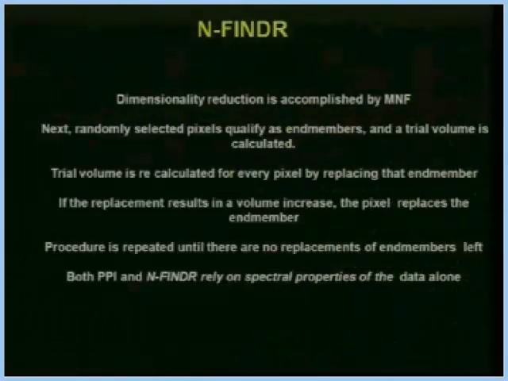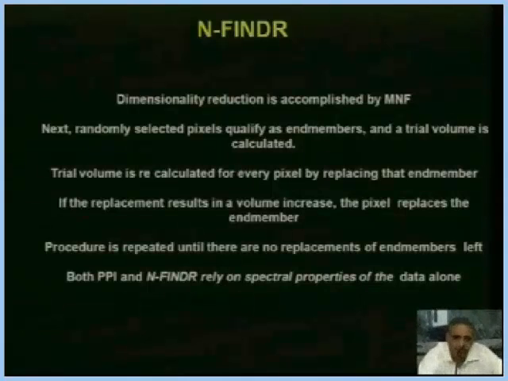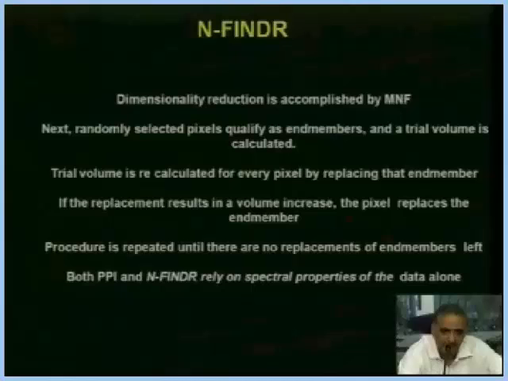The dimensional detection is also accomplished by MNF, and randomly selected pixels qualify as end members, and a trial volume is calculated. Trial volume is recalculated for every pixel by replacing that end member. If the replacement results in a volume increase, then the pixel replaces the previous end member, and this procedure repeats until there are no replacements of end members left. In fact, it is pertinent to say both PPA and N-FINDR rely on spectral properties of the data alone.